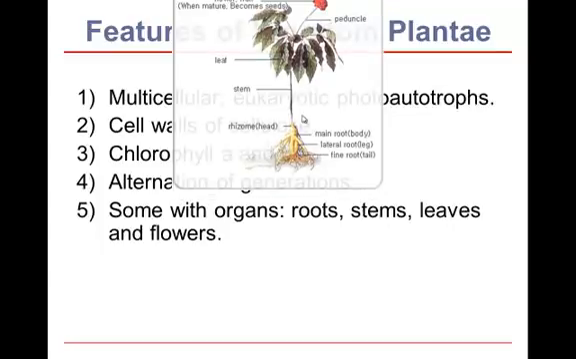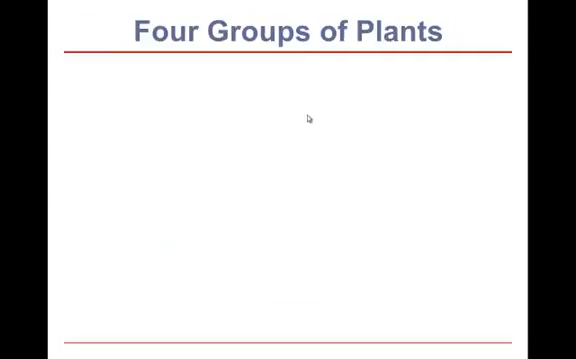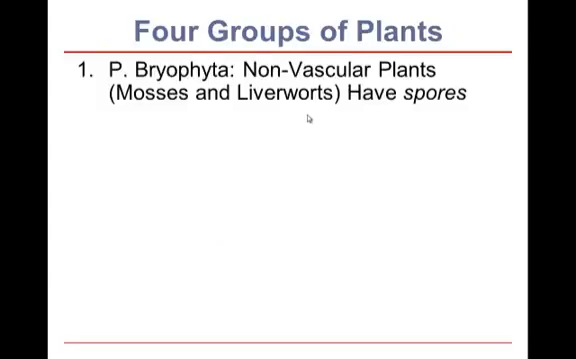In any case, another feature is that there are four groups, four phyla of plants, and fortunately, just as in the fungi, the suffixes of the plant phyla have been standardized. They all end with ophyta, and ophyta means plants, and so it's actually very, very nice. So let's look at these four phyla, or the four groups of plants.